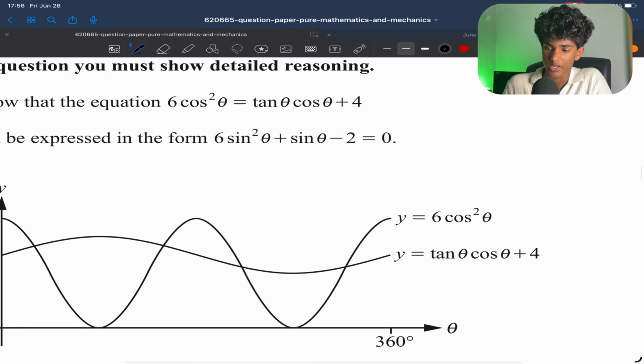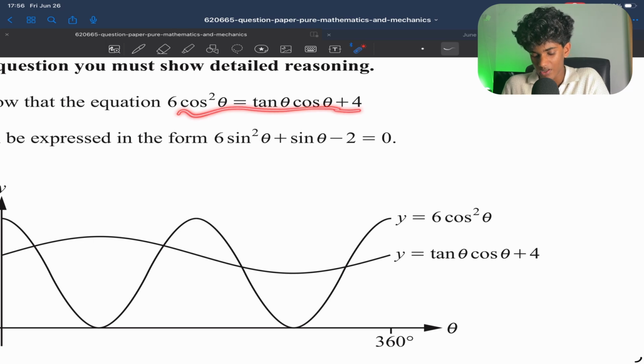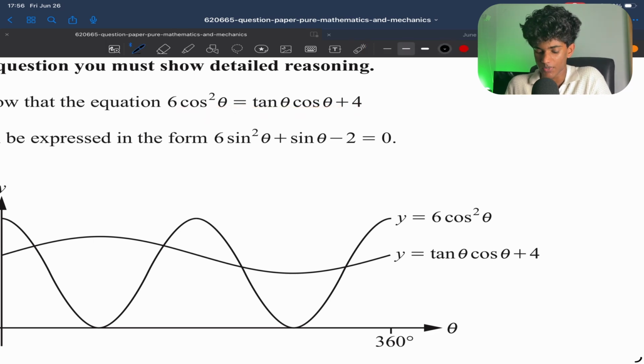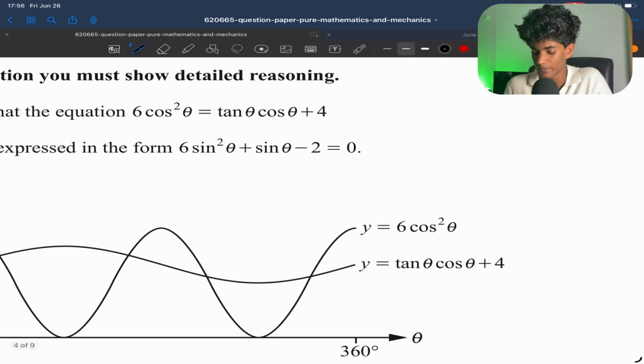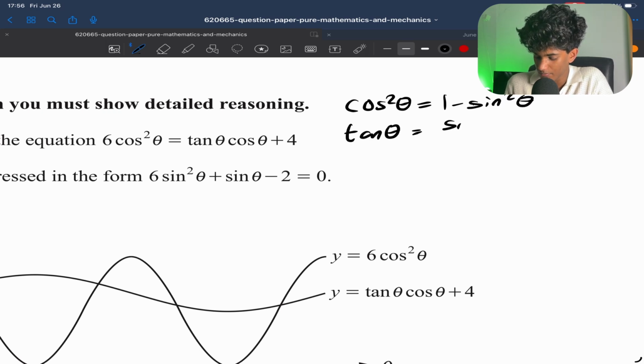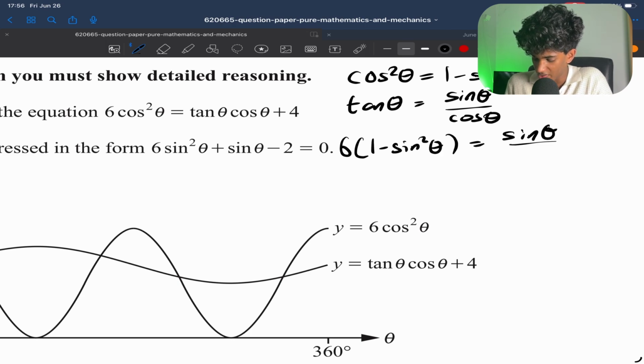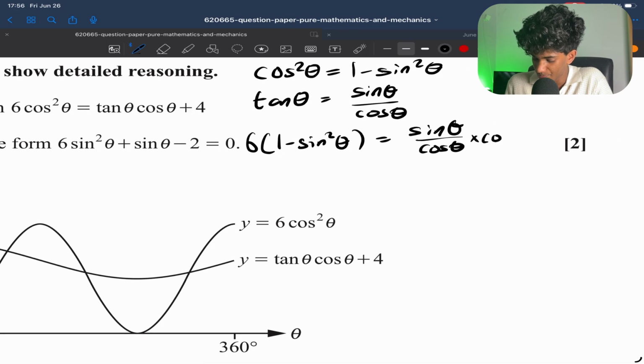So what do we immediately realise? We see they want it in the form sine theta, and we have an equation written with cos thetas. So what we can do to transform the equation is, first of all, let's just write down the identities we know. So cos squared theta equals 1 minus sine squared theta, and tan theta equals sine theta over cos theta, which means we can rewrite the top equation as 6 times 1 minus sine squared theta equals sine theta over cos theta times cos theta plus 4.